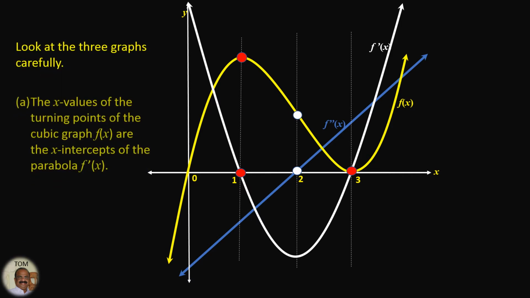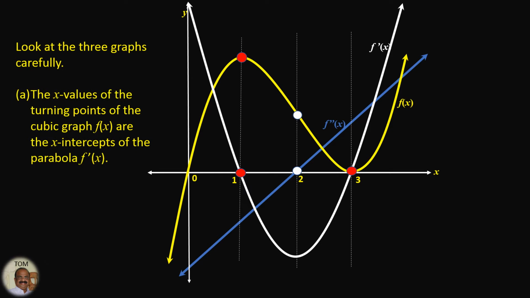The x-intercepts of the parabola and the turning points of the cubic graph. The x-intercept of the parabola is 1 and the x-coordinate of the turning point is also 1. Same thing, the x-intercept of the parabola is 3 and (3, 0) is a turning point as well. So the x-coordinates of the turning points are the same as the x-intercepts of the parabola. So if you know the x-intercept of f dash x, you can imagine that that number will be the x-coordinate of the turning point. Very important information.